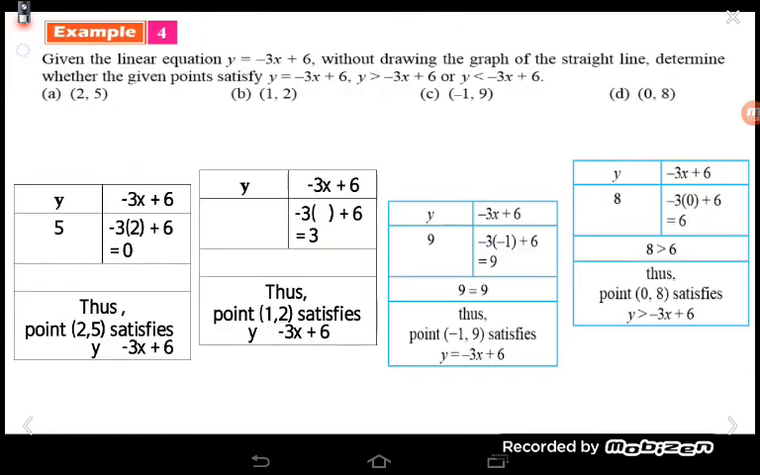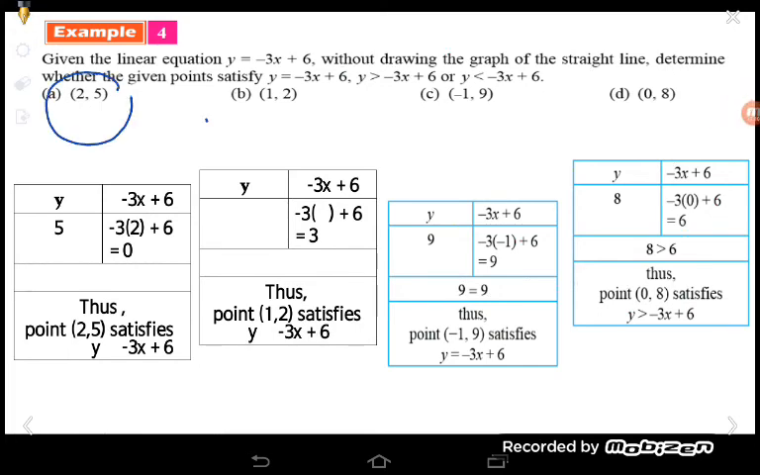Okay, example 4. This one, without drawing the graph of a straight line, determine whether the given point satisfies this equation and these two inequalities. So how do you do it? You have 4 points here. How do you determine whether the points satisfy which and which?